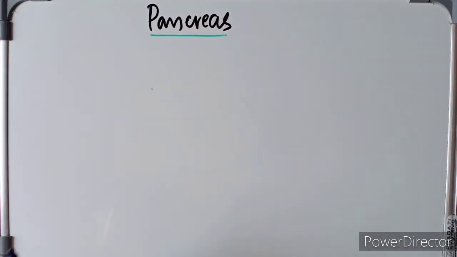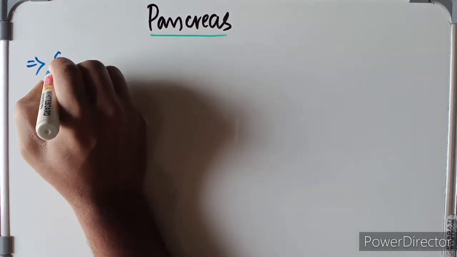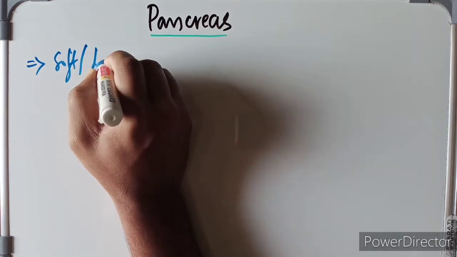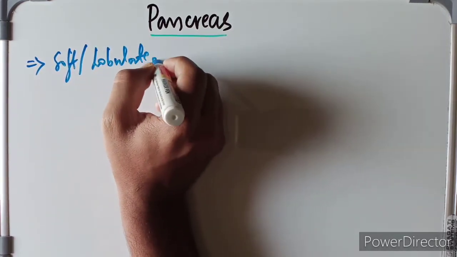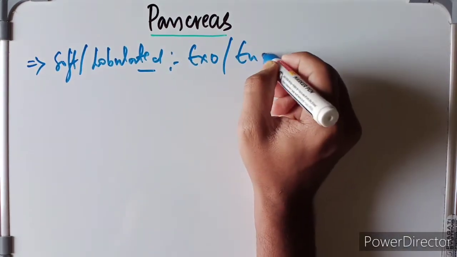So in this video we are going to discuss the anatomy of the pancreas. So what is the pancreas? The pancreas is a soft and lobulated organ which has both exocrine and endocrine portions: exocrine glands and endocrine glands.